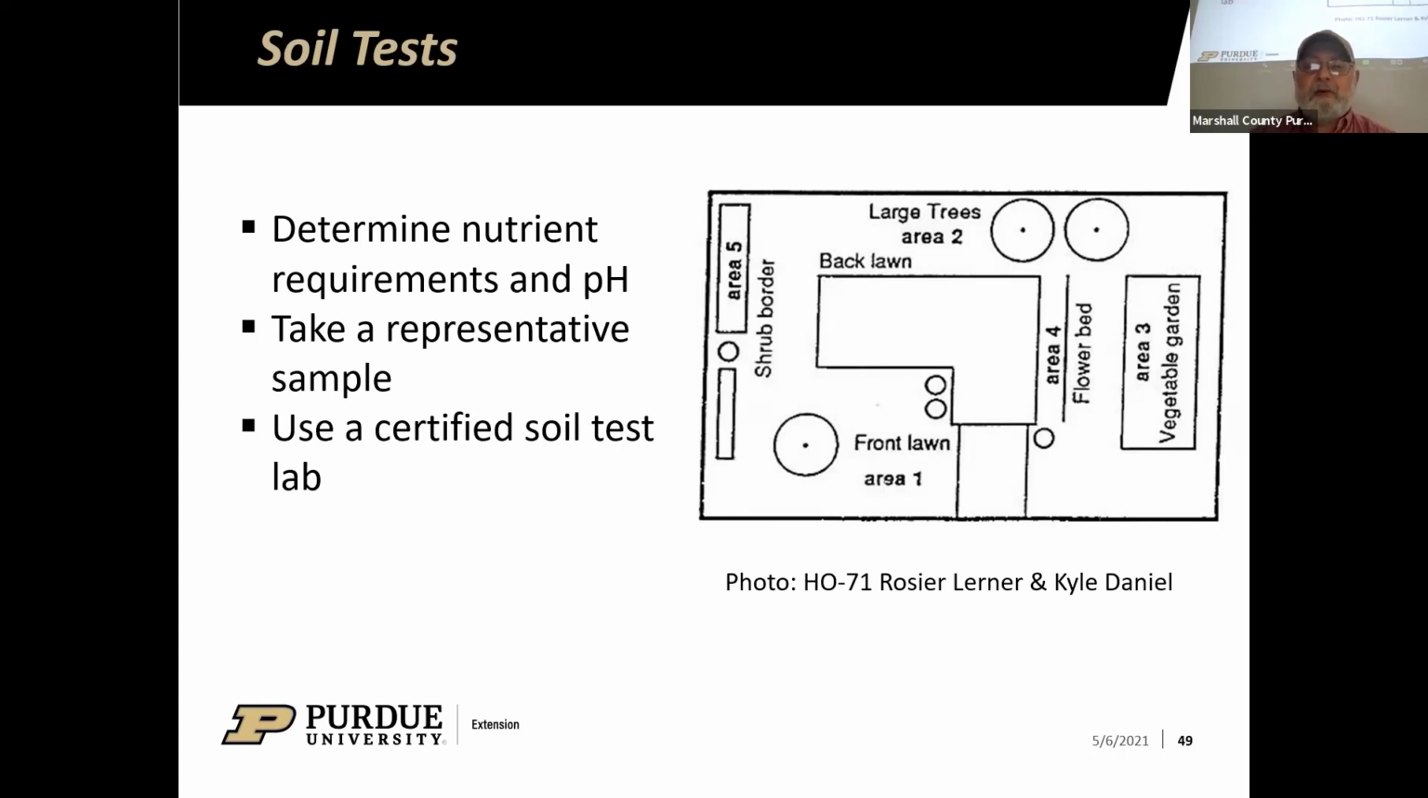And believe it or not, soils are very variable. If I took 10 subsamples of the same area in your yard and analyzed them separately, they would be very different among themselves. We're just trying to get an average to use as a tool to manage our soils. We need to use a certified soil testing lab. There's several. The one my office tends to use is A&L Labs out of Fort Wayne.